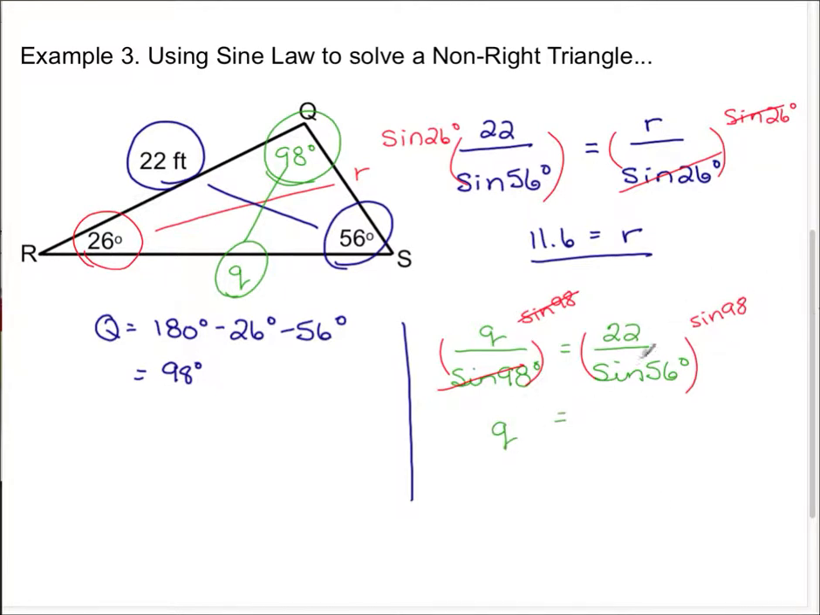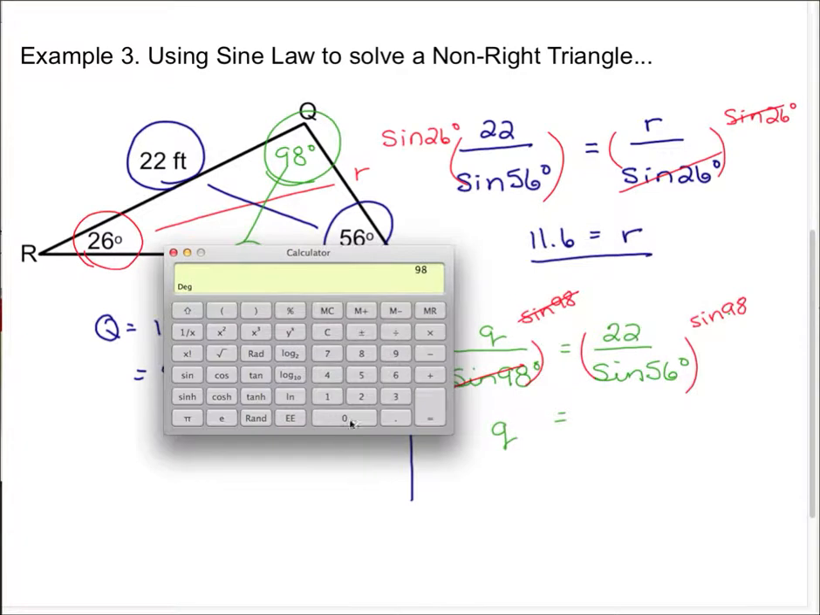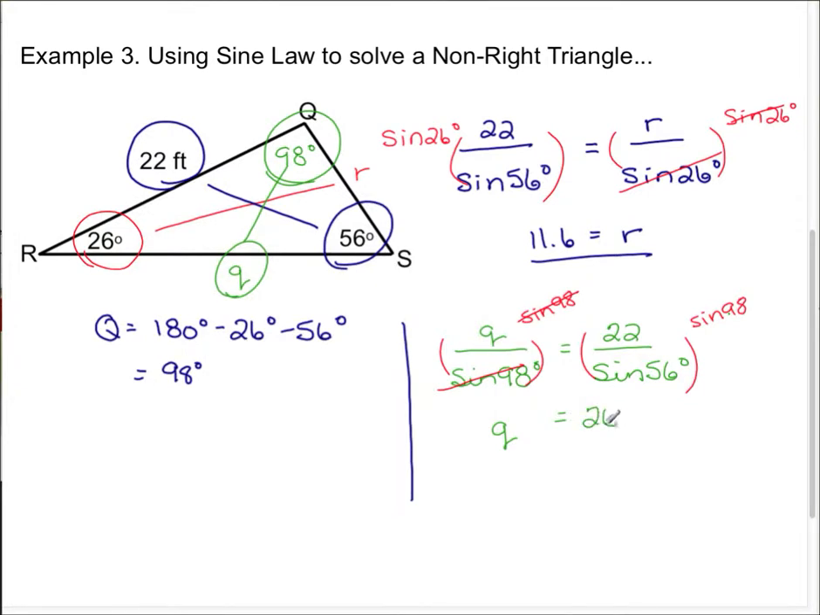And now let's type this into the calculator. 22 times the sine of 98 divided by the sine of 56. So 22 times the sine of 98 divided by 56 sine equals 26.3. 26.3. That is measured in feet, and we're done.